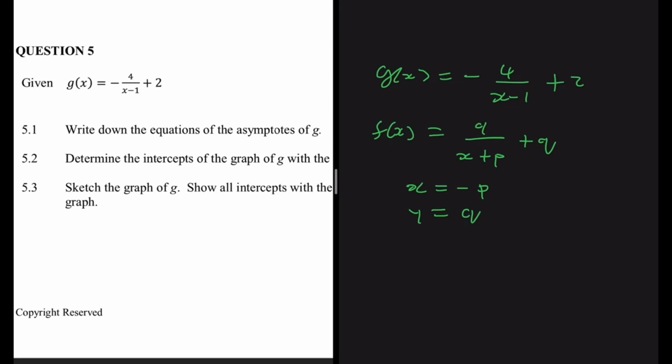So let's start with q because it's pretty much straightforward, right? We just have plus 2. So the horizontal asymptote will be y is equal to 2.